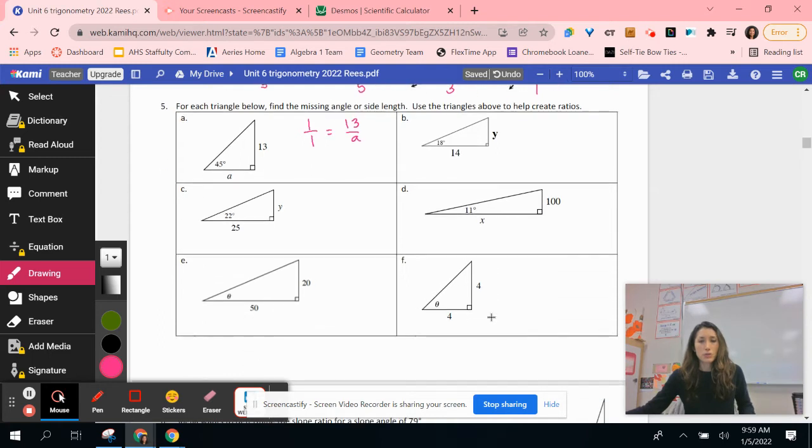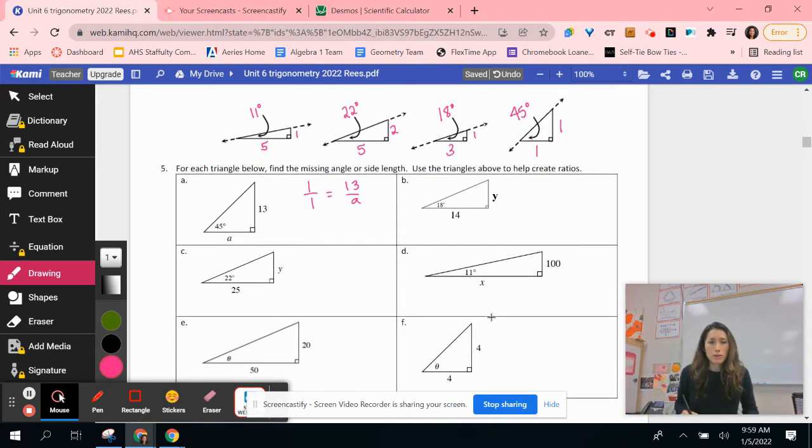And then the last two problems, you're looking at, okay, well, what does 20 over 50 simplify to? Which triangle is that going to match up with? Therefore, what is the angle measure? And we call that a little theta. Remember, that is theta. That's just a symbol for an angle measure. So you're trying to solve for what that angle actually is. Is it the 11 degrees? Is it 22 degrees, 18 degrees, or 45? Based on 20 being divided by 50, what does that simplify to? And then same here, what is the angle measure when you have two side lengths that are the same, 4 and 4?